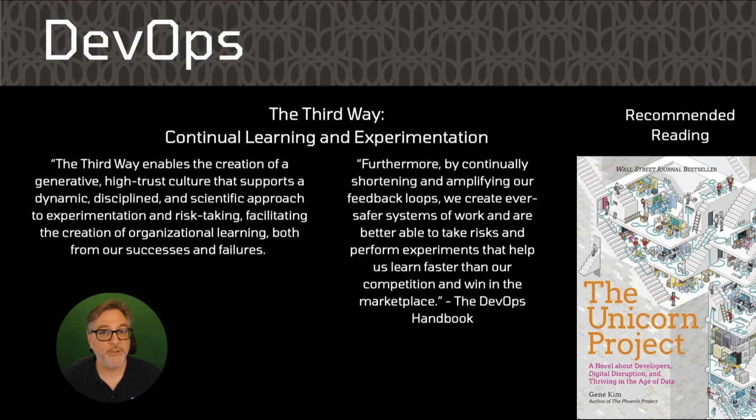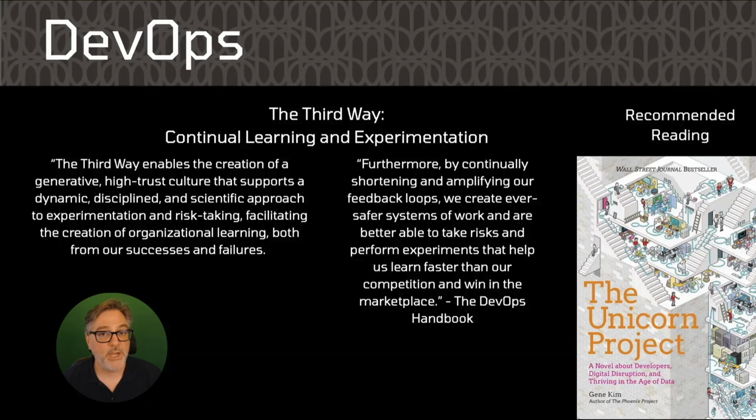Now, the third way, continual learning and experimentation. The third way enables the creation of a generative, high-trust culture that supports a dynamic, disciplined, and scientific approach to experimentation and risk-taking, facilitating the creation of organizational learning, both from our successes and failures. Furthermore, by continually shortening and amplifying our feedback loops, we create ever safer systems of work and are better able to take risks and perform experiments that help us learn faster than our competition and win in the marketplace. That's also from The DevOps Handbook. So this is about the third way. I'll go through it again really quickly.